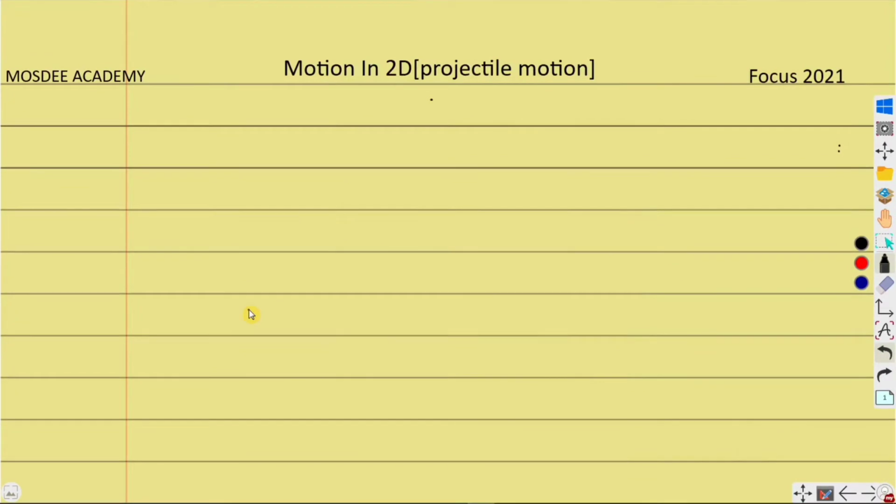The concluding part of motion in 2 dimensions. So I am here again to share what we call projectile motion.